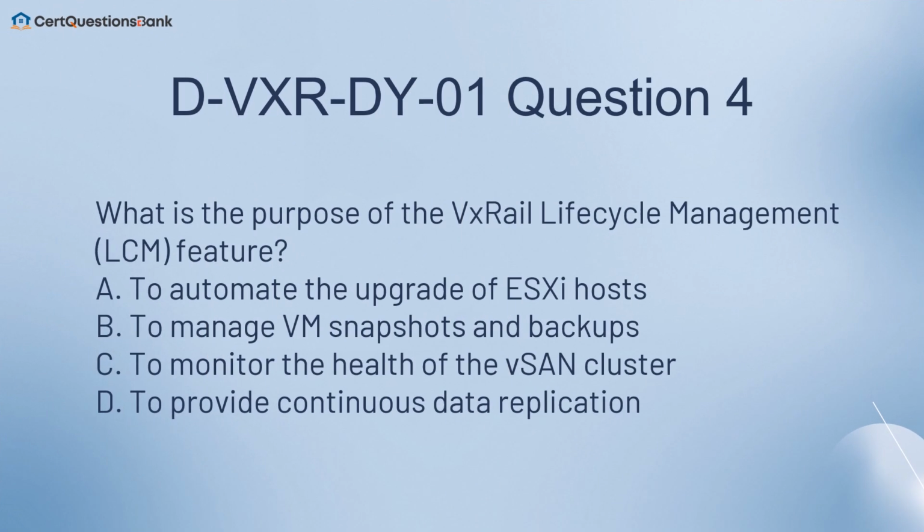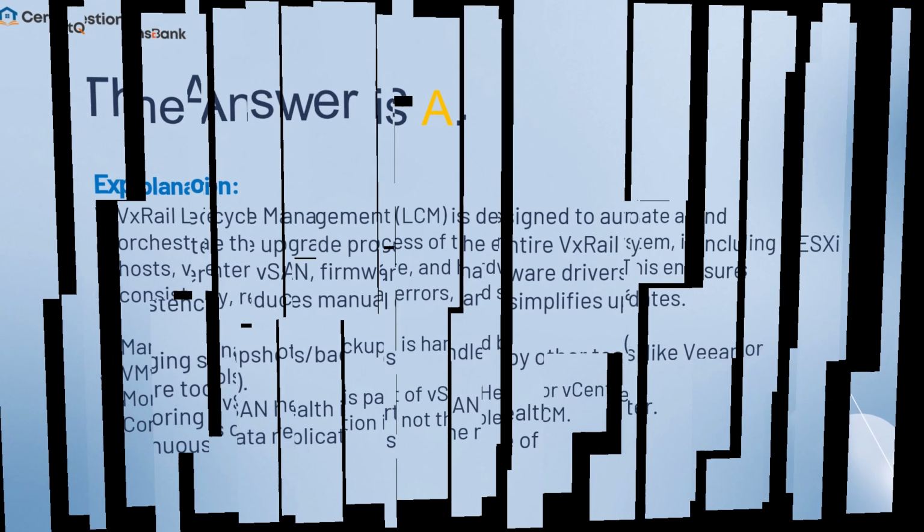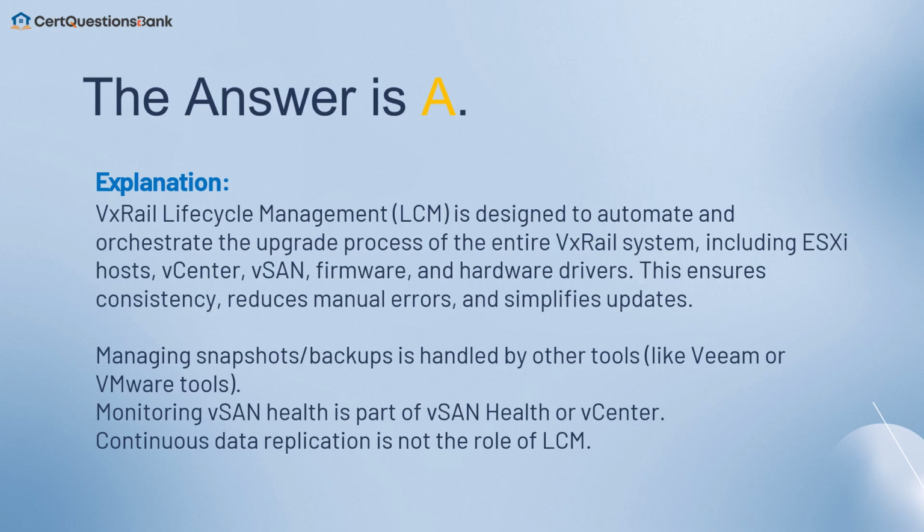What is the purpose of the VxRail Lifecycle Management (LCM) feature? A. To automate the upgrade of ESXi hosts. B. To manage VM snapshots and backups. C. To monitor the health of the vSAN cluster. D. To provide continuous data replication. The answer is A.